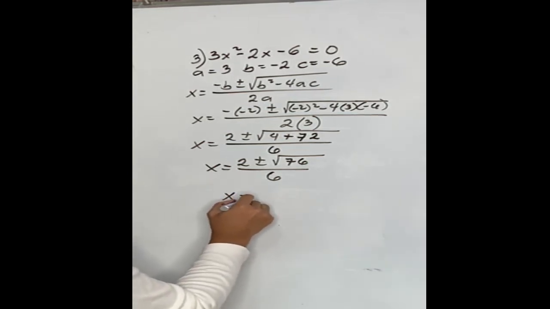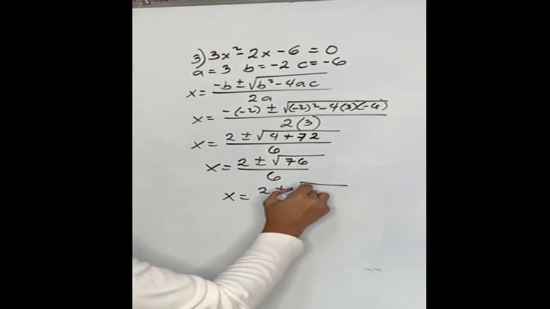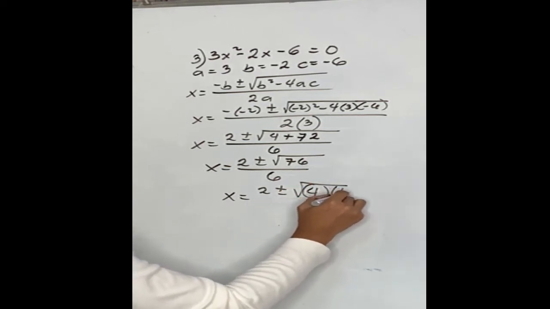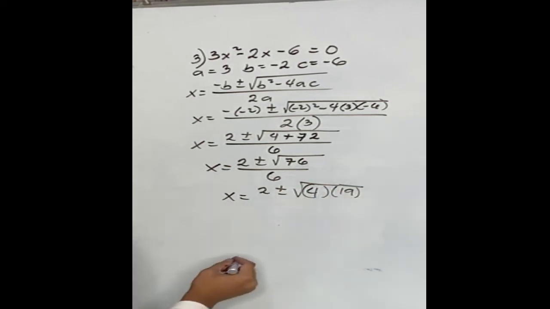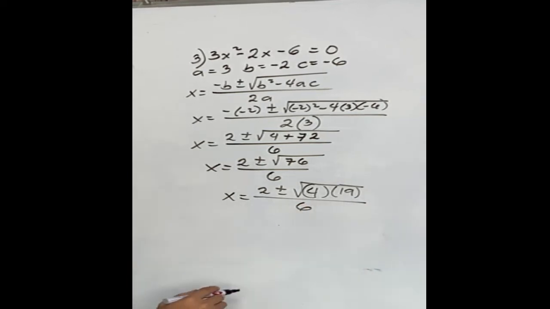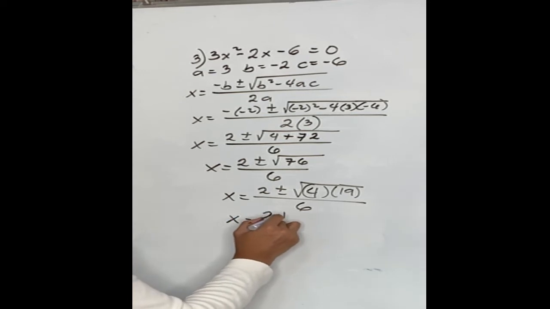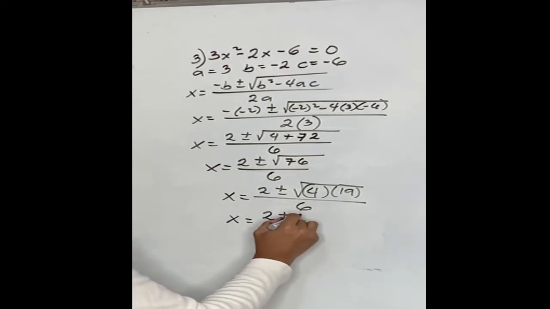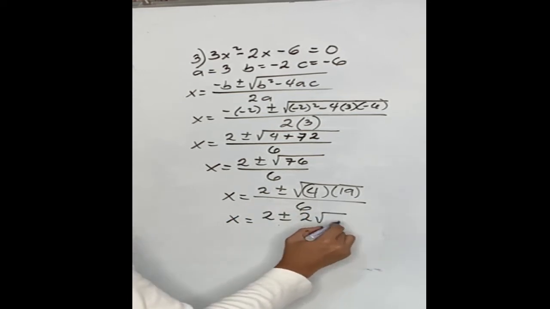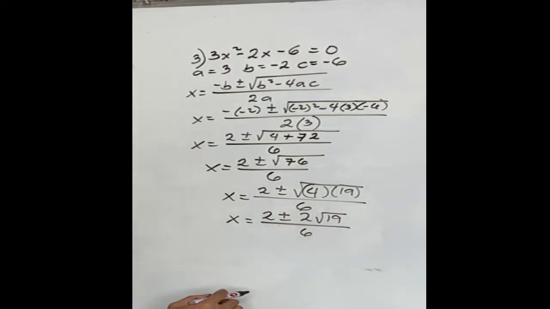Continuing, x is equal to 2 plus minus the square root of 4 times 19. We will get a perfect square factor for 76, and that is 4 times 19 over 6. So x is equal to 2 plus minus the square root of 4 will be 2, and the remaining radical will be square root of 19 over 6.